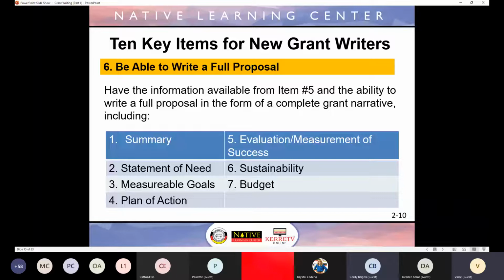Then 5 says evaluation and measure of success. You cannot accomplish number 5 or describe it if you can't define it in number 3. And you can't define number 3 if you don't know what number 2 is, right? So look at it as a math equation. There are prerequisites here. That's a way to look at it, is prerequisites. You've got to have a need before you can establish goals. You've got to have goals before you can evaluate your goals and measure your success.